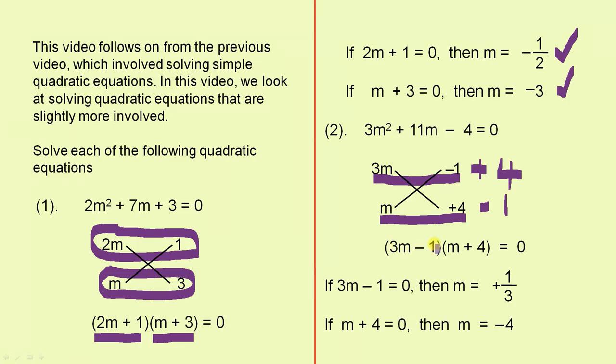Now we take each of them separately. If 3m minus 1 equals 0, then m equals plus 1/3. So that is one solution. If m plus 4 equals 0, then m equals negative 4. And that is the second solution. So this whole process is very similar to the last video. The only difference that makes it a little bit harder is that the numbers in front are not 1, but you still follow the same process.